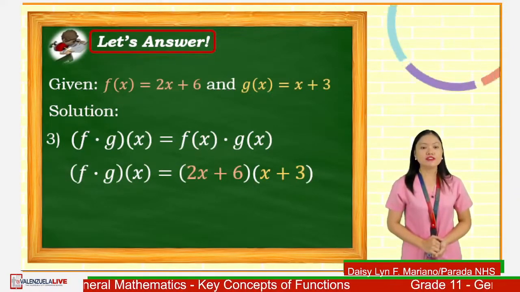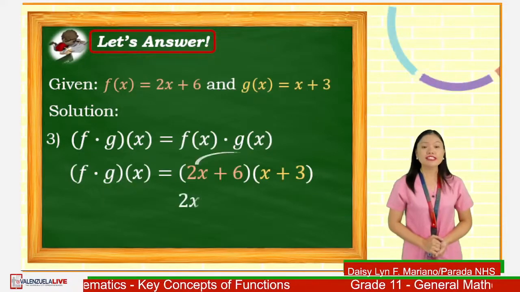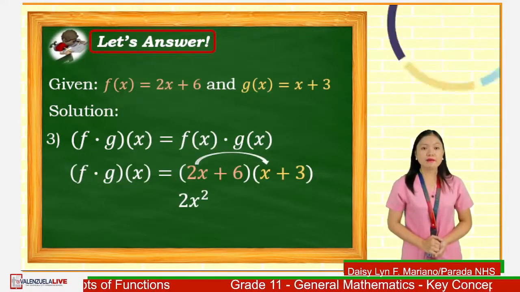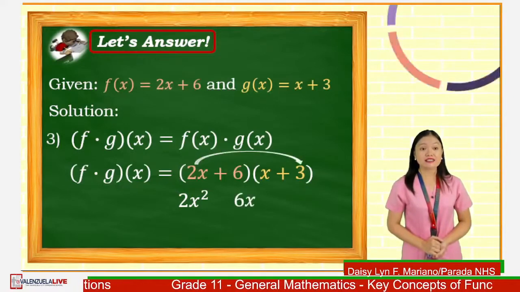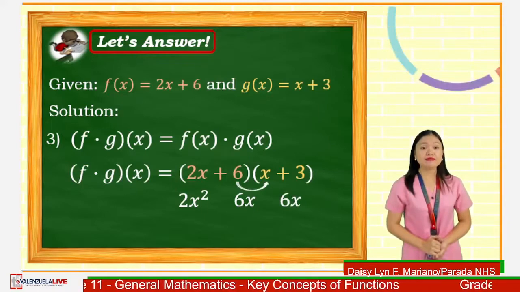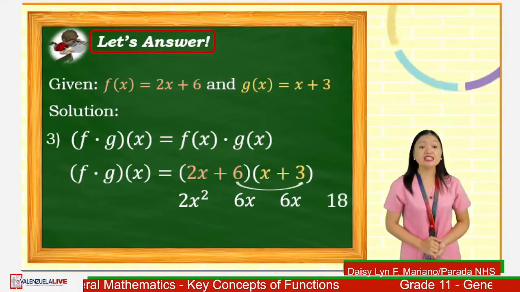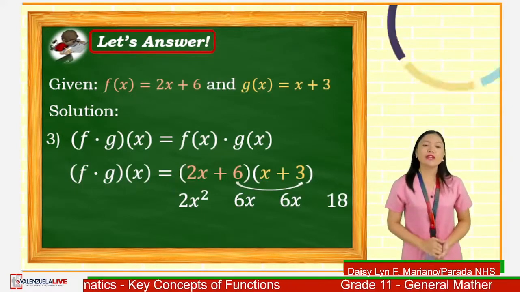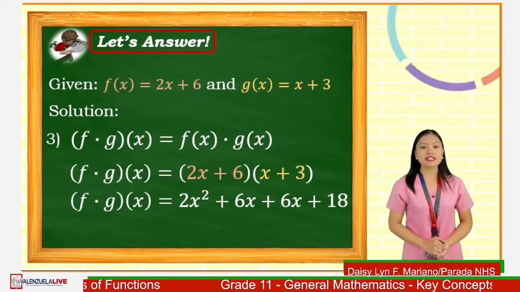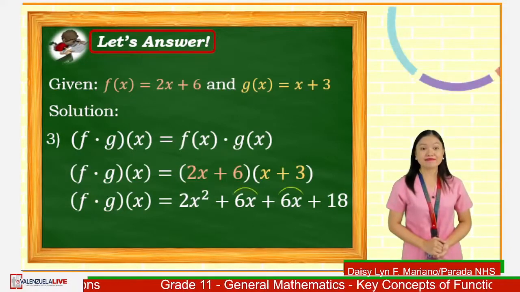Applying the distributive property, we have 2x times x is 2x raised to 2. 2x times 3 is 6x. 6 times x is 6x. 6 times 3 is 18. Then we have 2x raised to 2 plus 6x plus 6x plus 18.